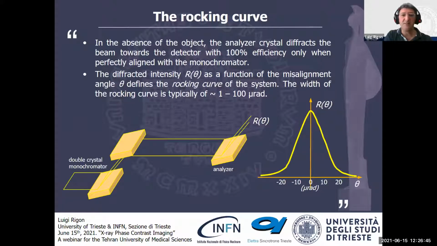Now, to understand how this system works, let us remove the object for a moment. Without the object, the analyzer basically reflects the beam towards the detector when it's perfectly aligned to the monochromator crystal. So in this case of perfect alignment, you have the peak in this reflectivity curve. If you detune the analyzer even by a few microrad, the reflectivity rapidly drops to 0, and so you don't have the beam on the detector anymore.